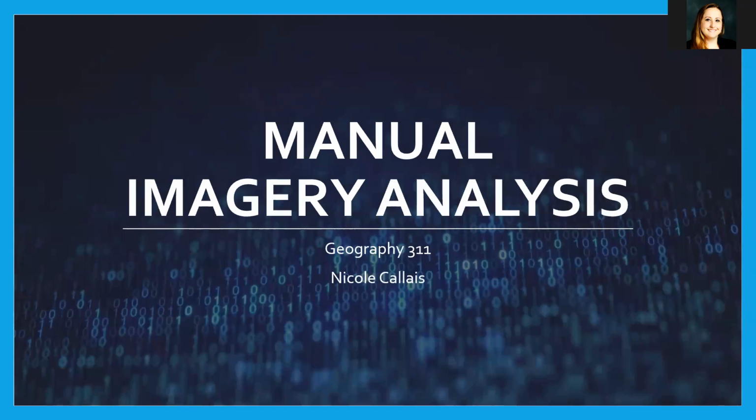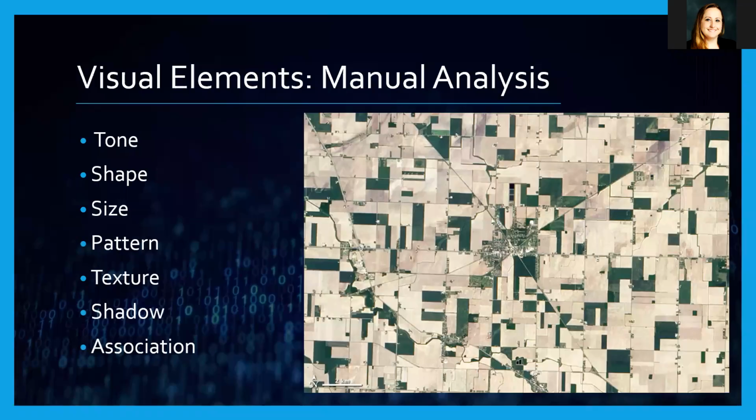In this video, I'm going to talk about manual imagery analysis. Manual interpretation and analysis began at the start of remote sensing and aerial photography interpretation. Digital processing and analysis is more recent, beginning with the advancement of computer technology. In general, manual interpretation requires little, if any, specialized equipment.